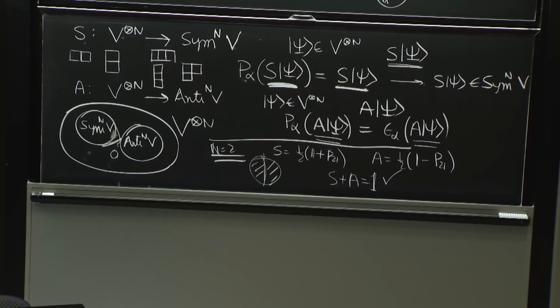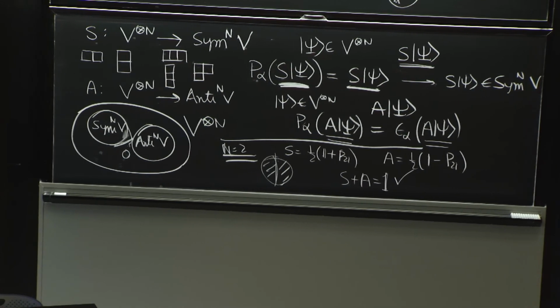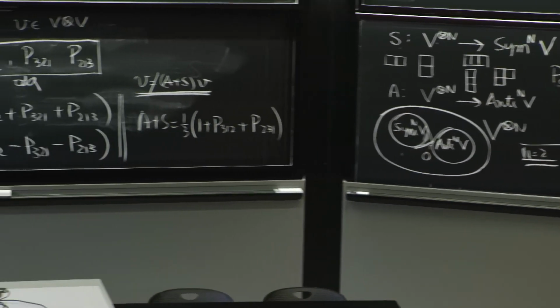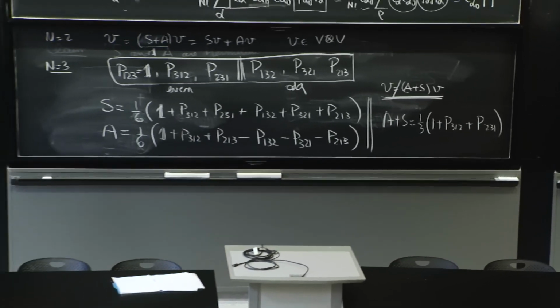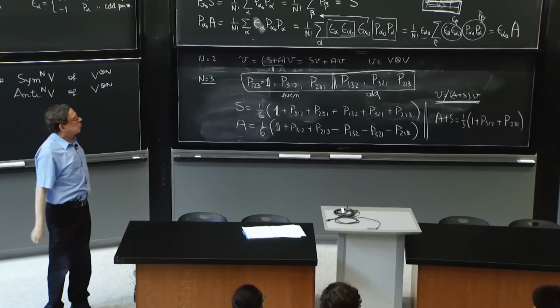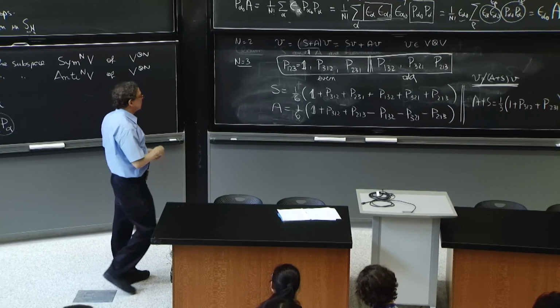So that's basically the mathematics that we need for understanding permutations. So we're going to do some of the physics that follows from this now.